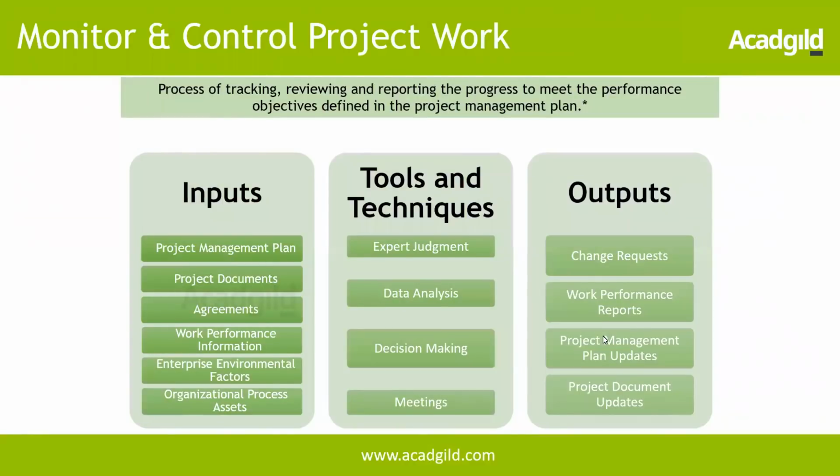So the next process in project integration management is monitor and control project work, which is part of the monitoring and controlling process group. So sequentially we have initiated, we have planned, we have executed, now we are going to monitor and control it. So as per PMBOK, it's the process of tracking, reviewing, and reporting the progress to meet the performance objectives defined in the project management plan. So this is where we keep a check and balance.